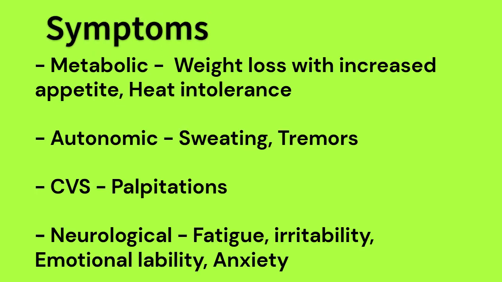Now let us look at what clinical features are seen with increased circulating thyroid hormone levels. If we look from a metabolic point of view, the person will have an increased appetite, but despite this, there will be weight loss, excessive weight loss. And then the person will also have heat intolerance. In autonomic features, the person will have sweating and tremors. In the cardiovascular system, the patient will experience palpitations. If we look at neurological symptoms, the patient will complain of fatigue, irritability, emotional lability, and anxiety.